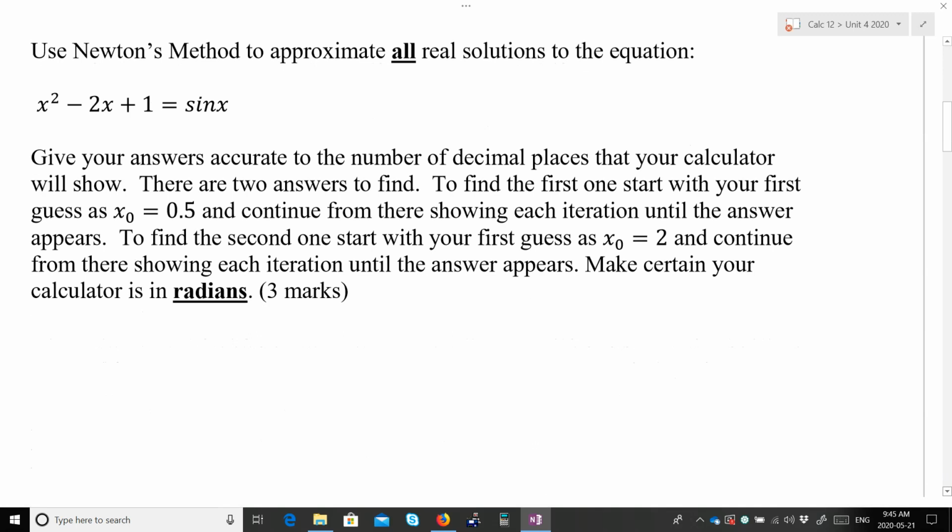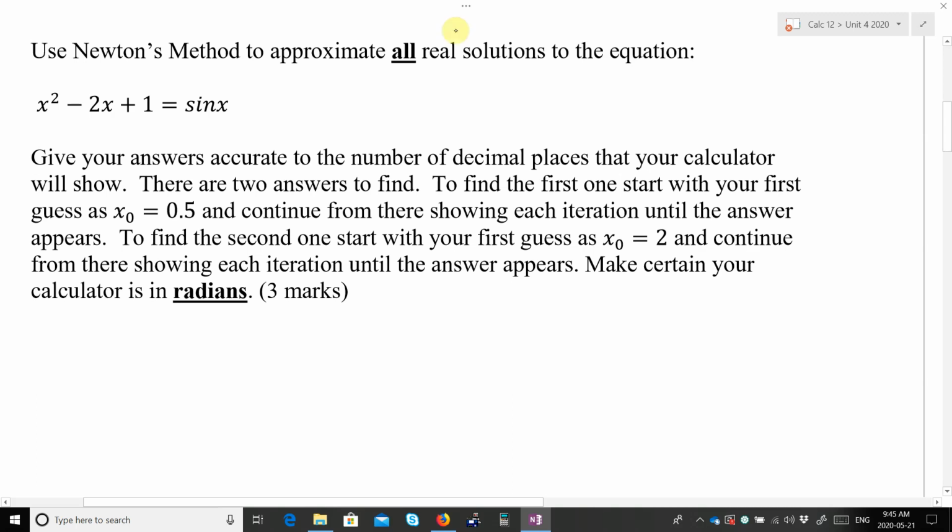Give your answers accurate to the number of decimal places that your calculator will show. There are two answers to find. To find the first one, start with your first guess as x0 equals 0.5 and continue from there, showing each iteration until the answer appears. To find the second one, start with your first guess as x0 equals 2 and continue from there, showing each iteration until the answer appears. Make certain your calculator is in radians.